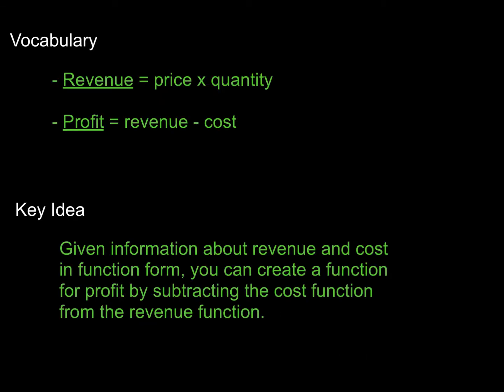Alright, so here's some vocabulary that we talked about. Revenue is going to be equal to the price times the quantity. In other words, this is the price that that one thing sells for, and this is the number of things that you sell. So you might want to mark that down, make a note of that.